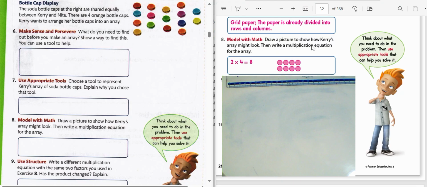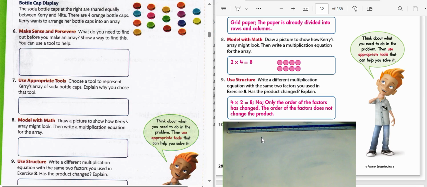He wants to draw a picture to show how Kerry's array may look. Then write a multiplication equation. We can write 2 times 4 equals 8. Write the division of this number. Understood? We know the total was 16. Half of 16 equals 8. And 8 we can write as 2 times 4. 2 times 4 equals 8.